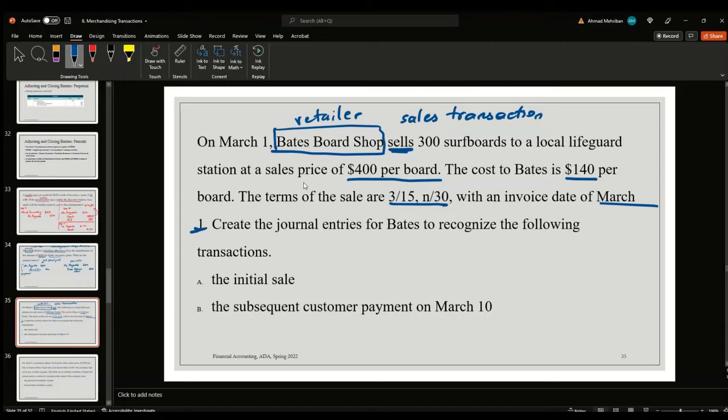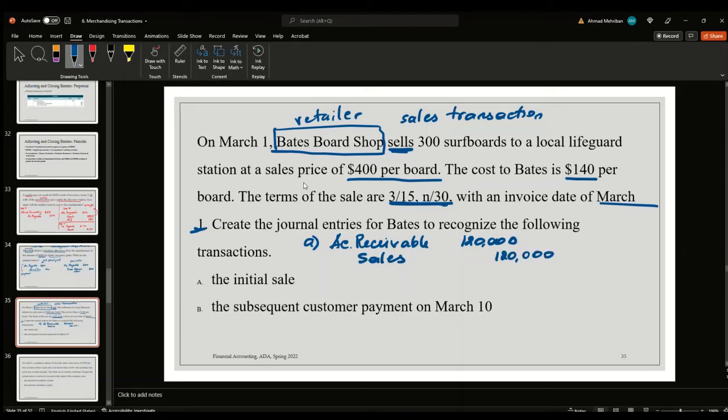Now, the initial sale, you're very familiar with it, so part A will be recorded as the initial sale. Bates sells, and clearly, if there is this term, it means the sale was not made in cash, it was made on account. So for the retailer, it's going to be accounts receivable. How much? $400 per board, and there are 300 surfboards, so this much. And then the sales account is going to increase through the credit side. This is the initial sale.